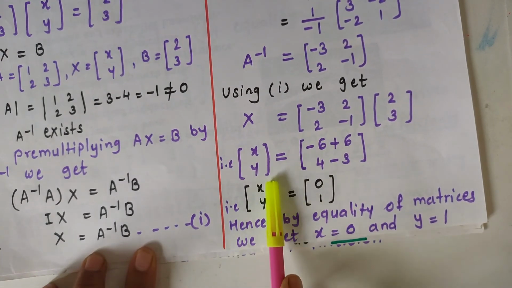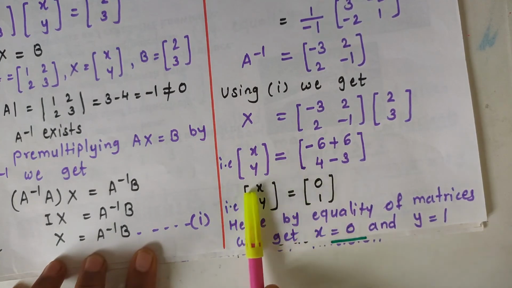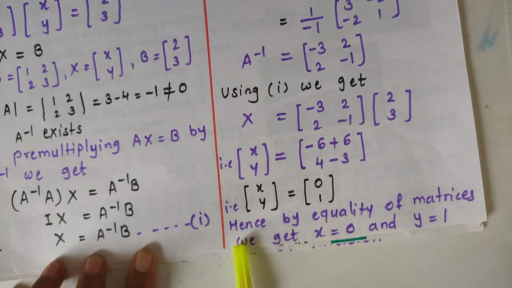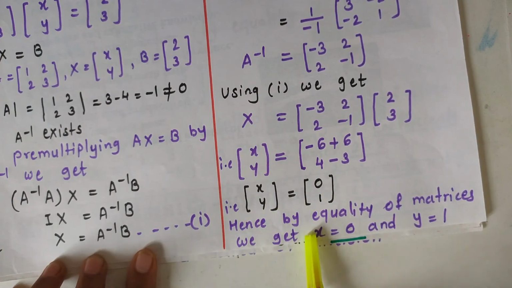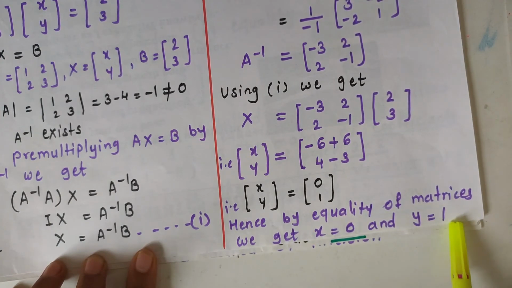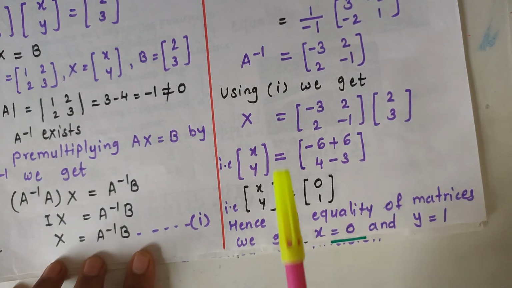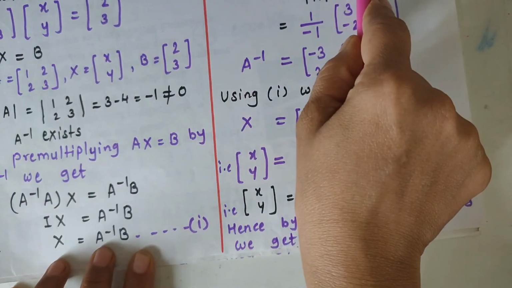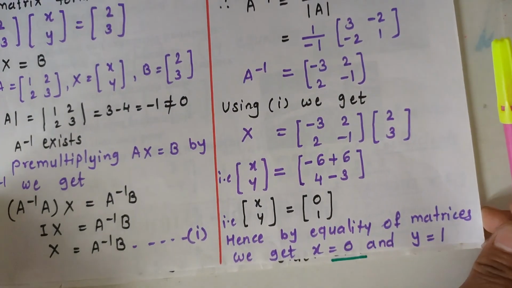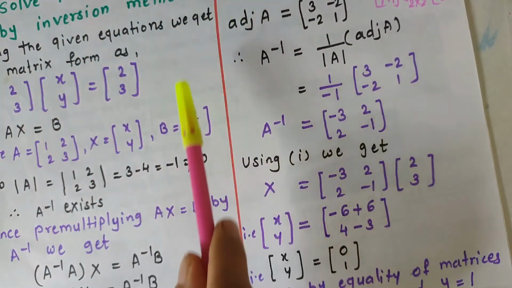In this way we get the values of these two variables by equality of matrices: X is equal to 0 and Y is equal to 1. In this way we get the values of variables X is equal to 0 and Y is equal to 1. That is the solution of the given linear equations. In this way we can solve the examples by the inversion method.